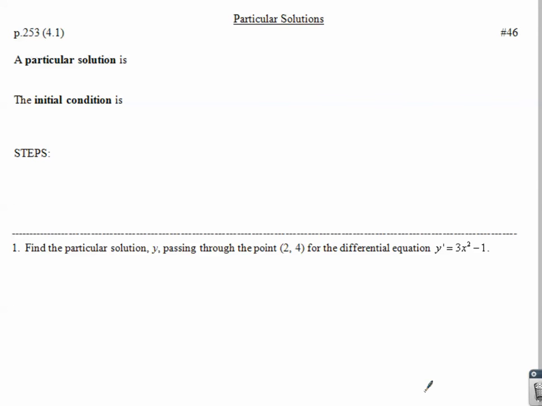So far, we've looked at general solutions where we don't know that constant of integration, but now we're going to focus on finding a particular solution where we know what that constant of integration is. So the particular solution is the solution of the differential equation where C is known. The solution where C is known.